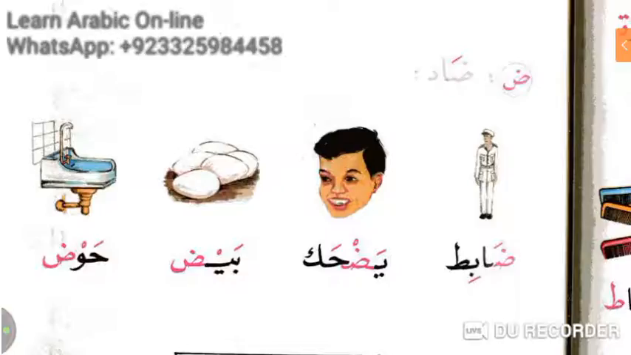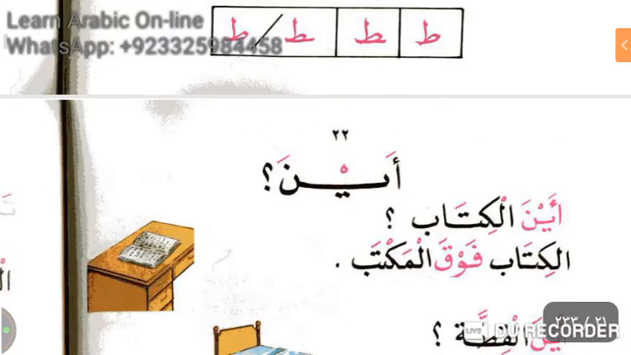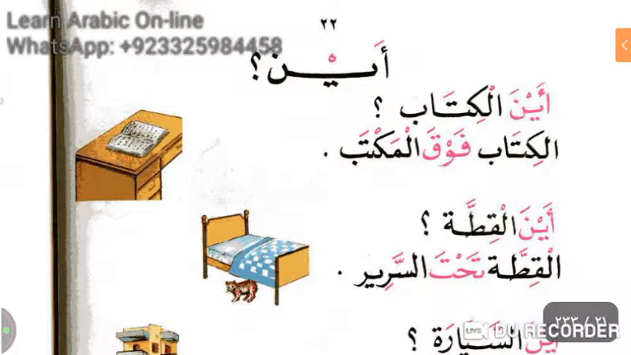Baizun, eggs. Okay. And hawdun. Hawdun is sink. Okay. Next.